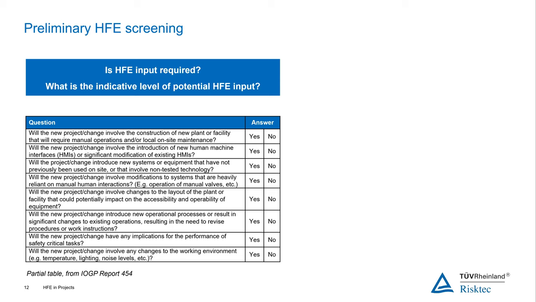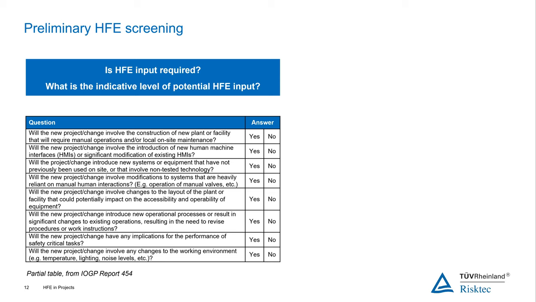So the first part of the screening is a preliminary HF screening. If you've got a complex project, what we suggest is that, as early as you can in that project, when you're at the selection phase or the concept design phase and you have an idea of what's being required, you carry out a preliminary screening exercise. The idea is just to ask yourself, do we need any HFE input? And if we do, what's the level? Let's get a broad-based idea of what we may need to do.